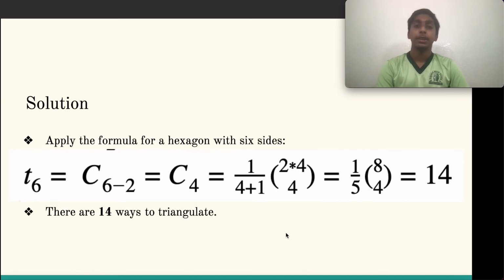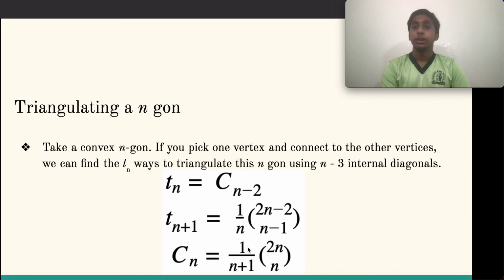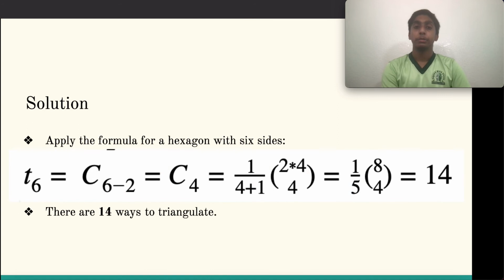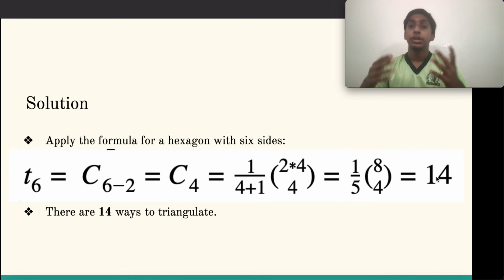Okay, hopefully you guys did that. Let's go into the solution. So apply the formula for a hexagon with 6 sides. t of 6 is going to be equal to c of 6 minus 2, which is c of 4, which is 1 over 4 plus 1 times 2 times 4 choose 4. So again, I simply just plug it into this formula. If you are a little confused, go back and look at the formula, and it'll be pretty simple what I'm doing. So I'm just plugging it in here, which is going to be 1 over 4 plus 1, so 1/5, times 8 choose 4. And when I solve that out, I'm going to get 14. That means there are 14 ways to triangulate this hexagon.